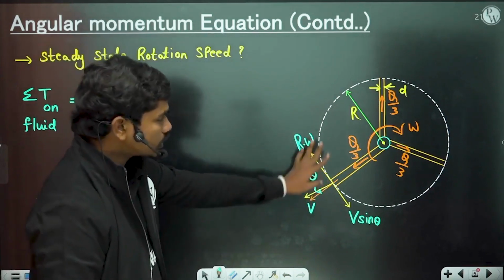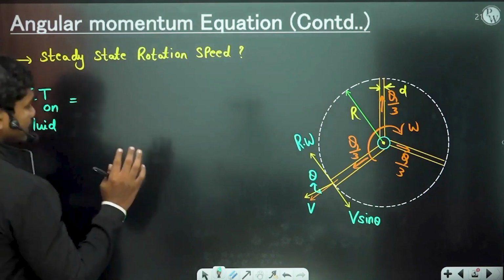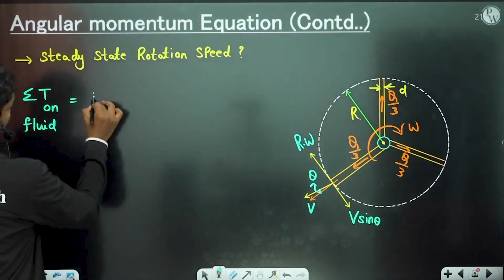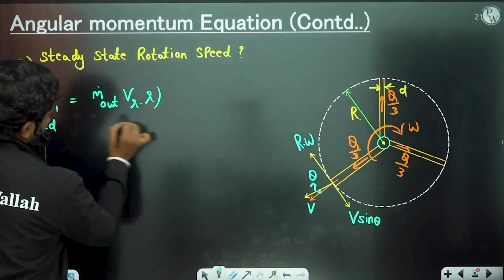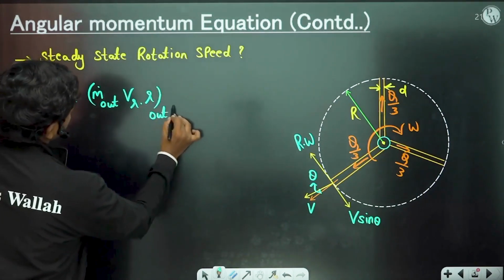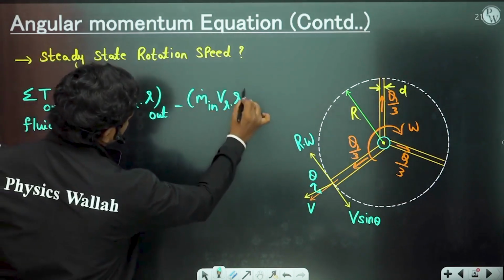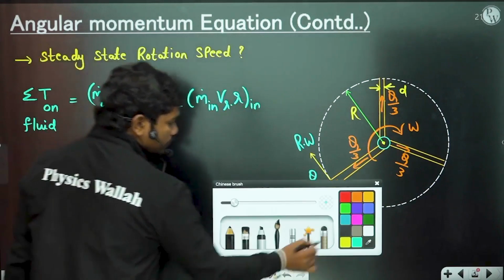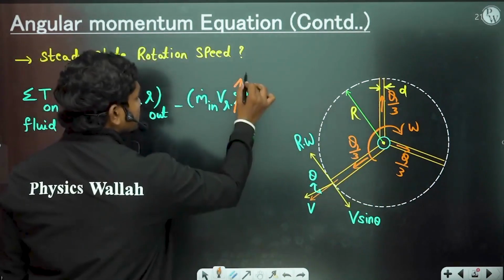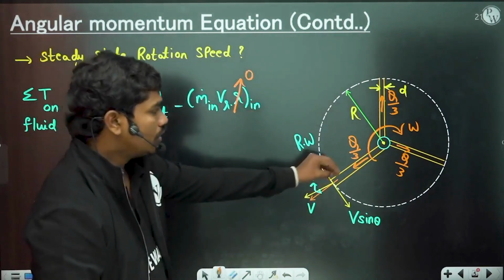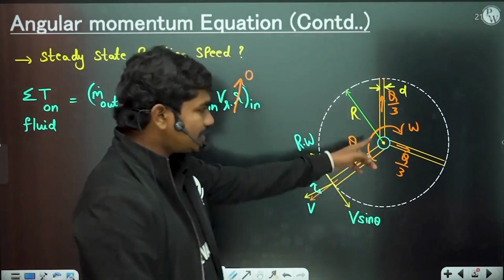Now since this situation is the same at any of the arms, if you write sigma T on the fluid, then this is equal to m dot out times the relative velocity into R at the outlet, minus m dot in times the relative velocity into the radius at the inlet. You know that the radius at the inlet is basically 0 here, because the fluid is coming from the pivot, which is at the center. So this inlet term is 0.